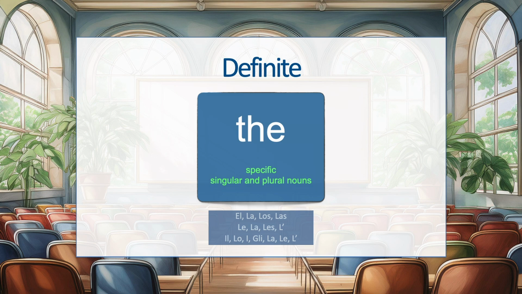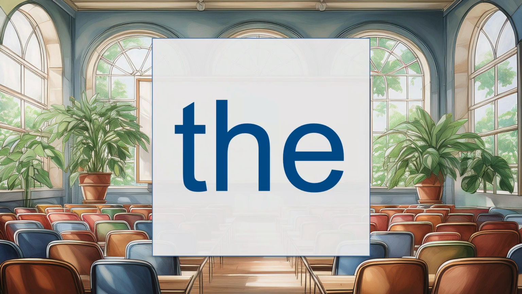Let's start with the to identify specific, singular, and plural nouns. The has two sounds. The, the, the, or the, the, the. Let's look at examples.